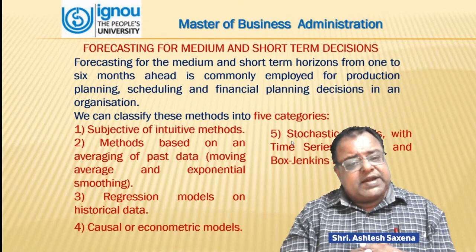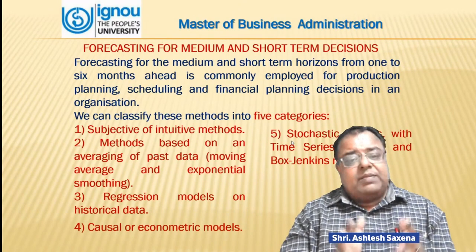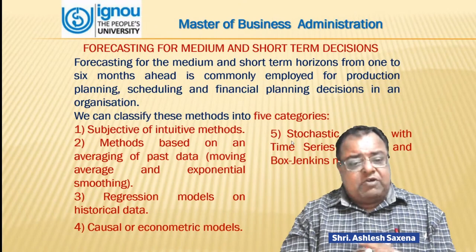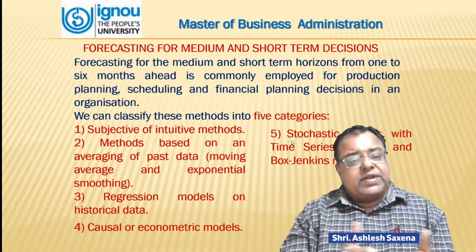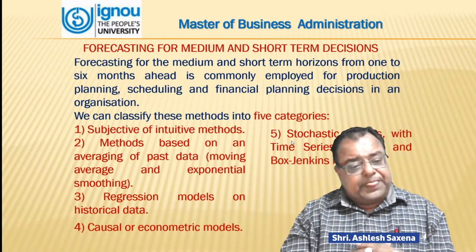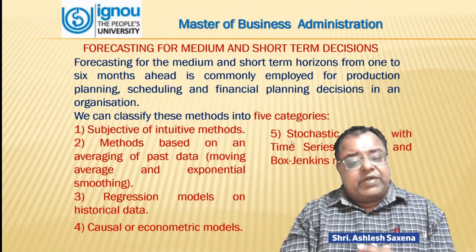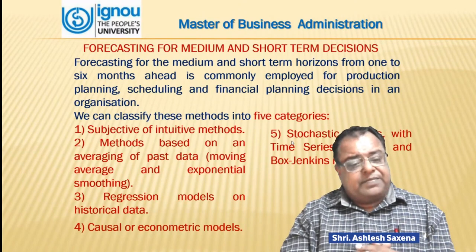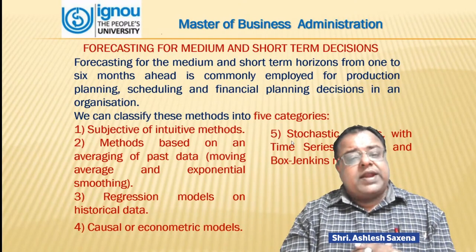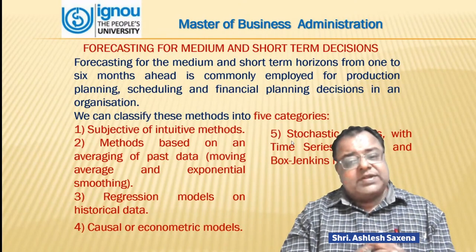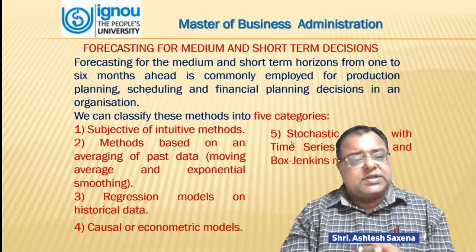First one, subjective or intuitive methods. Number two, based on an averaging of past data, that is moving average and exponential smoothing. Number three, regression models on historical data. Number four, causal or econometric models. And number five is stochastic models, which are time series analysis and Box-Jenkins models.